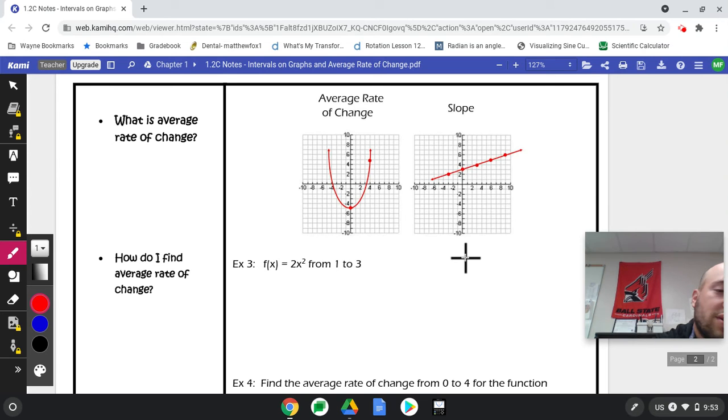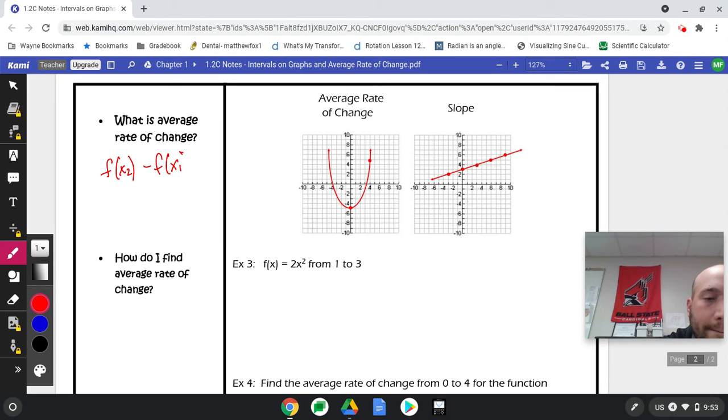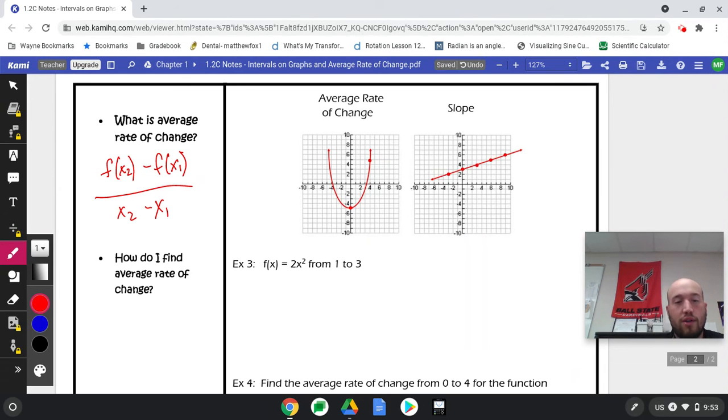Now for average rate of change, our formula is f of x2 minus f of x1 all over x2 minus x1. So you can see it's very similar to our slope formula. The difference is we are finding an average now. These graphs don't represent anything down here. They were just examples to see the difference: that's linear, it's consistent, where this one is changing. That's why we take the average.